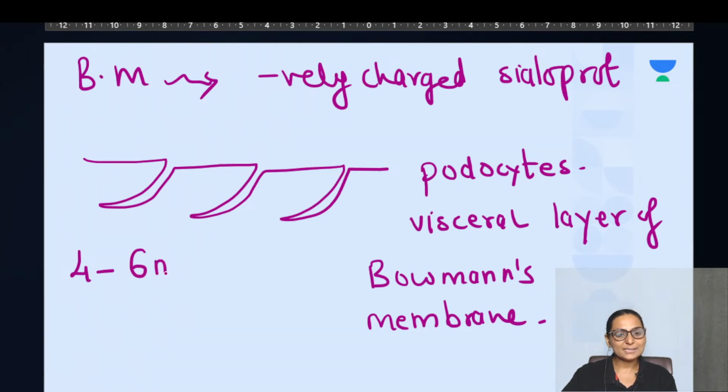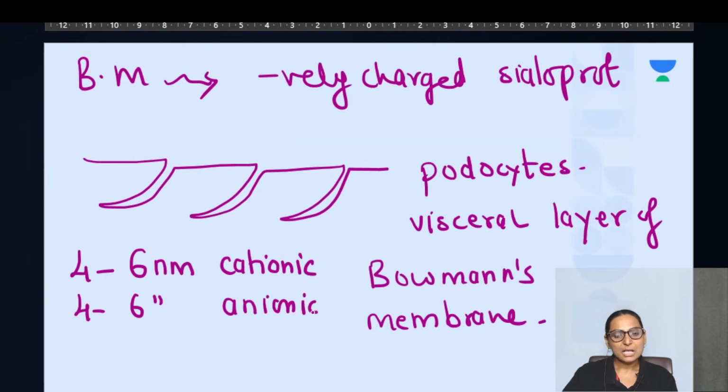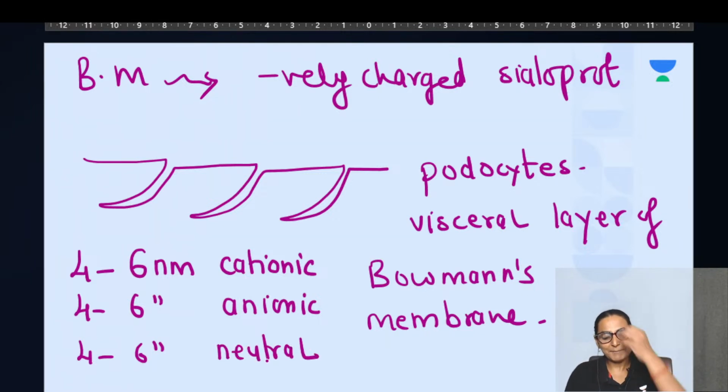Now suppose there are three particles. One is 4 to 6 nanometer cationic, another is 4 to 6 nanometer anionic, and one is 4 to 6 nanometer neutral. Out of these, which substance will have maximum permeability? A, B, or C?